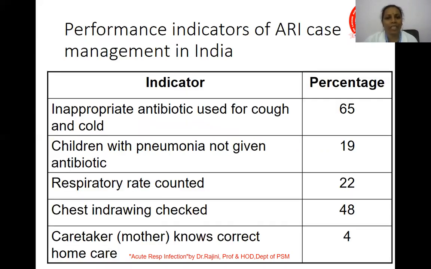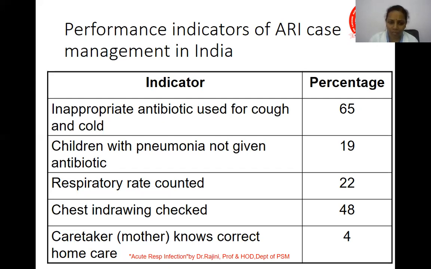Performance indicators of acute respiratory tract infection management in India: inappropriate antibiotic use for cold and cough, 65%. Children with pneumonia not given antibiotic, 19%. Respiratory rate counted, 22%. Chest indrawing checked, 14%. Caretaker knows the correct danger signs, 4%.